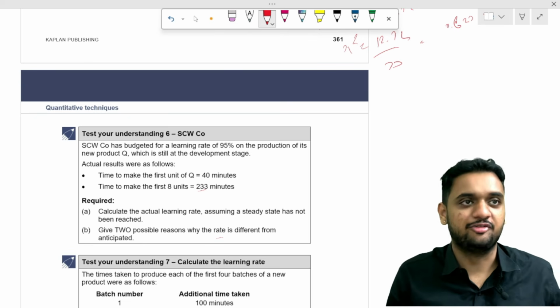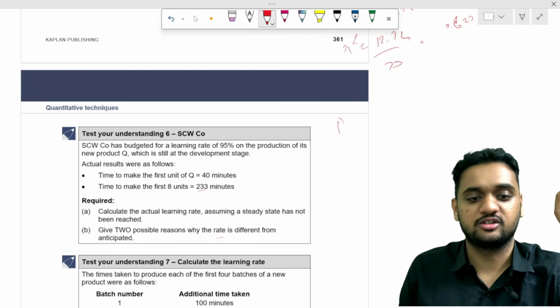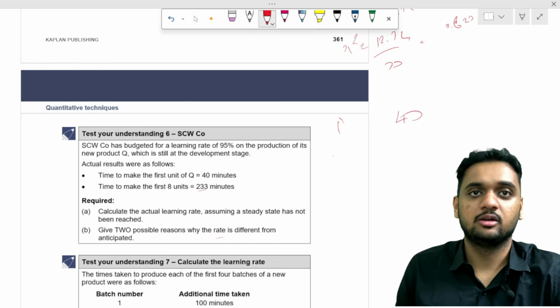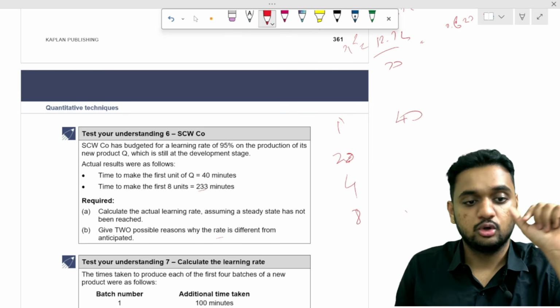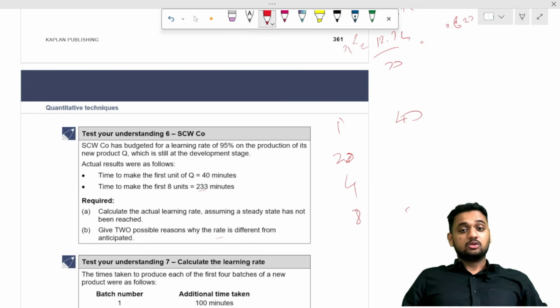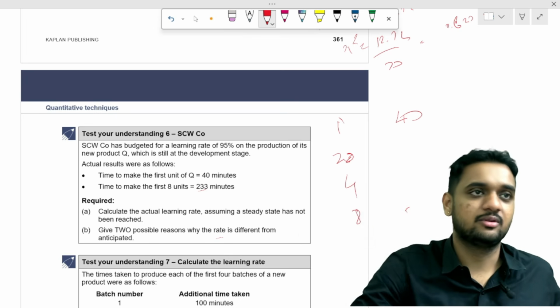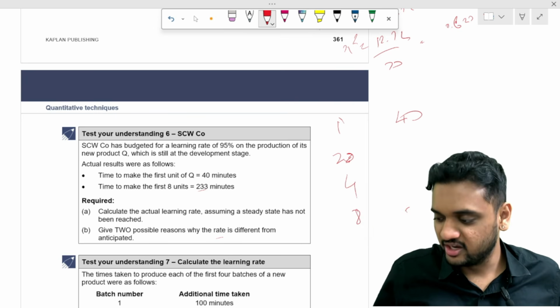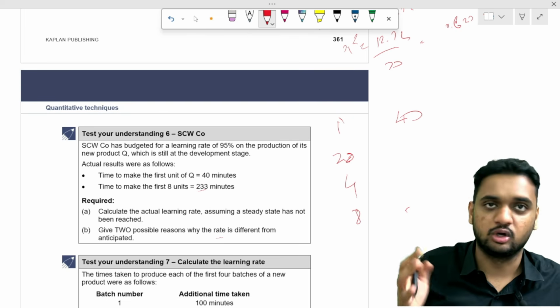After that, they are saying the learning rate is different. Use our formula. First unit is how much? 40. Next, what will be double? 2. Next? 4. Next? 8. Now 233 is what? We have to be very clear here. It is the total time for 8 units. What you want is the cumulative average time, so we have to divide by 8. 233 divided by 8. This formula works only for cumulative average time; for total time, it will not work.